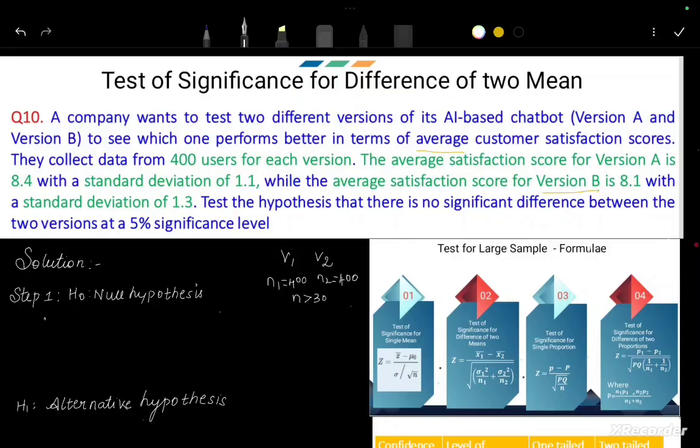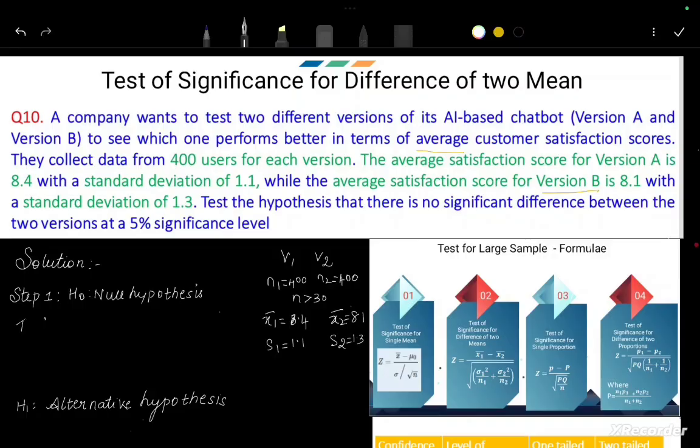Okay, the next one, the average satisfaction score for version A is 8.4. That is your x1 bar, the sample's average, so x1 bar is 8.4 and your standard deviation s1 is 1.1. Likewise, for version B, x2 bar is 8.1 and the standard deviation s2 is equal to 1.3. What you are going to test is the hypothesis that there is no significant difference between the two versions. So your null hypothesis is directly given.